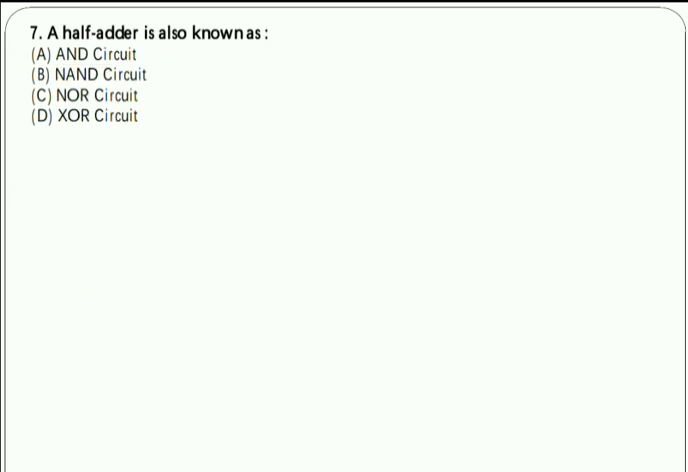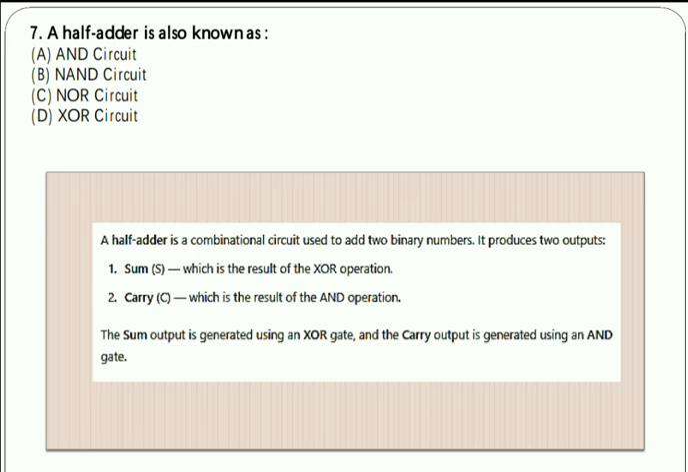Next, a half adder is also known as. A half adder is a combinational circuit used to add two binary numbers. It produces two outputs, that is the sum and carry. The sum is the result of the XOR operation, and the carry is the AND operation. So sum will give A XOR B and carry will be A AND B. Right. So the sum output is generated using an XOR gate and the carry output is generated using the AND gate. So it is the combination of two things. So the answer is the XOR circuit.